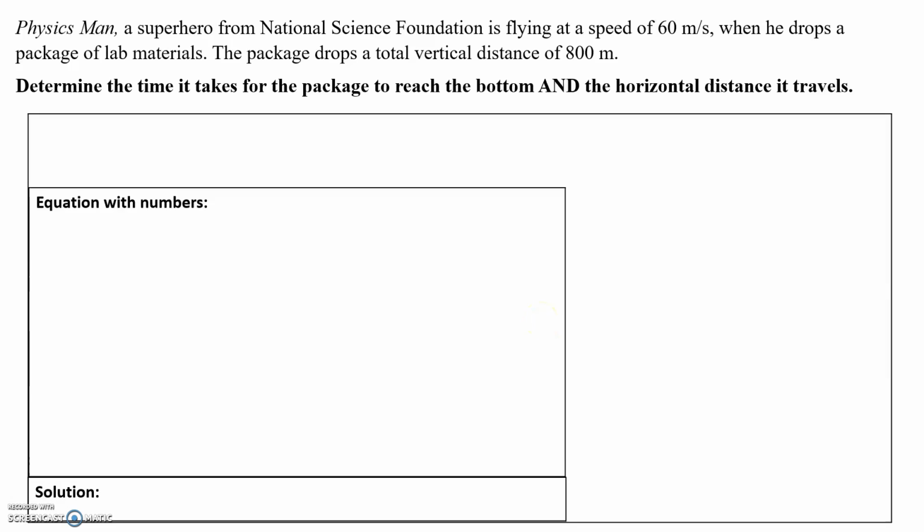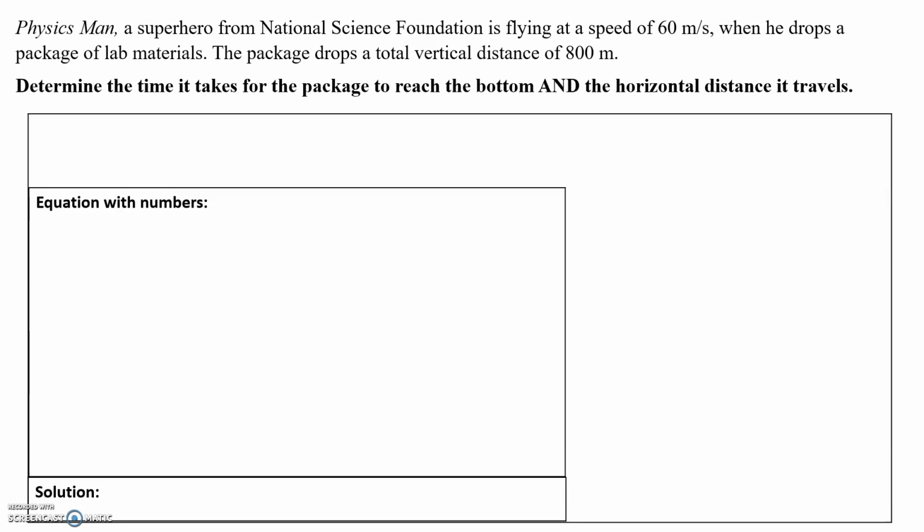So what I'm going to do in this video is go over a problem on projectile motion. The problem is: Physics Man, a superhero from the National Science Foundation, is flying at a speed of 60 meters per second when he drops a package of flat materials. The package drops a total vertical distance of 800 meters. Determine the time it takes for the package to reach the bottom and the horizontal distance that it travels.